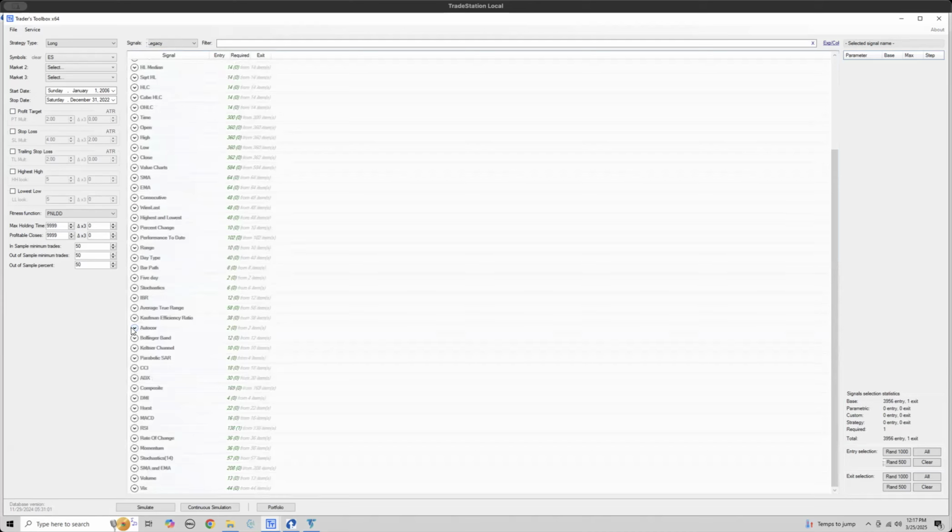Build Alpha does have more. I'm just going to keep it simple and keep to the legacy indicators right now, just to keep the demonstration moving, okay? But Build Alpha has approaching, I believe, 7,000 indicators. Let's do this. So we've selected that.